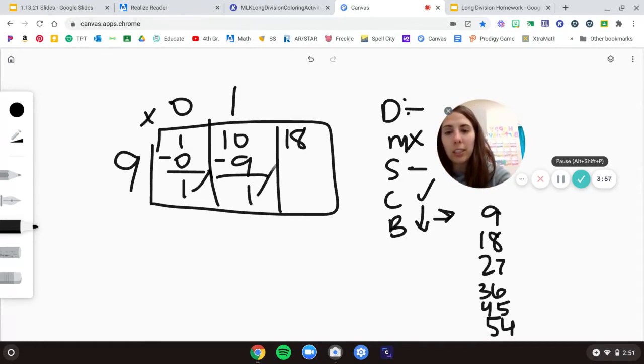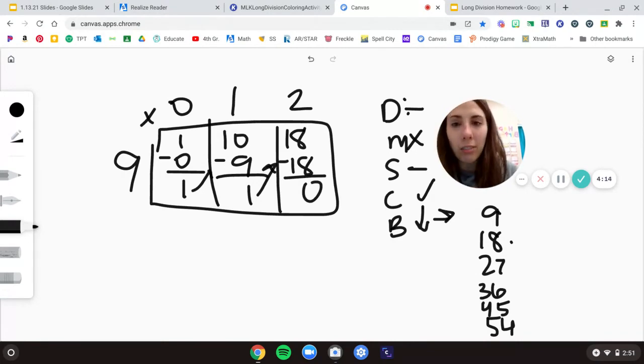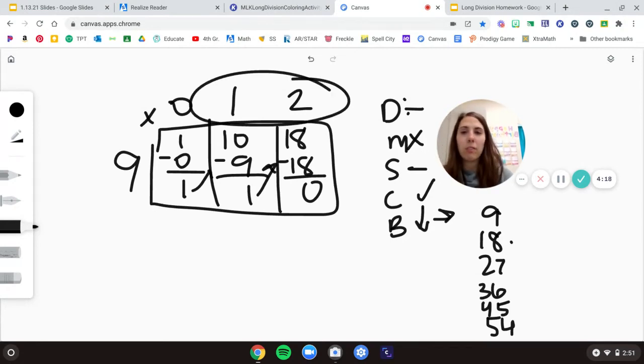Bring it on over to make 18. Now I divide again. 18 divided by 9. Well, I can get exactly 18. And that took 2 tries. 2 times 9 is 18. Minus 18 is 0. So my quotient on the top is 12.